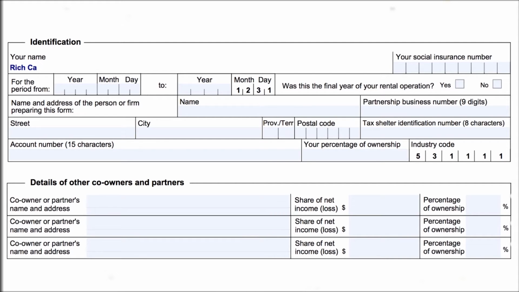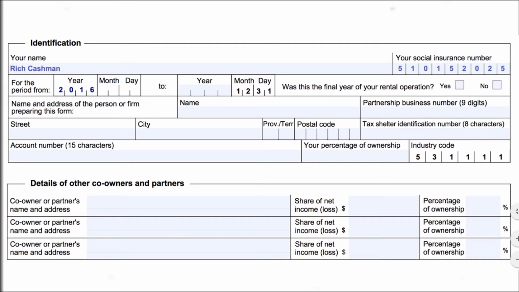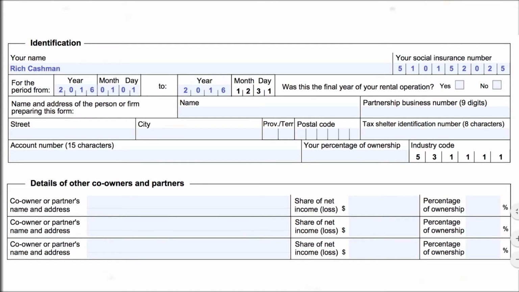Step 1. Enter your name and social insurance number at the top of the form. Step 2. Enter the start date, January 1st, and the end date, December 31st. If you acquired the property during the current tax year, for example 2016, then enter the date of acquisition as the start date. Let's assume that the purchase date was February 2nd, 2016.